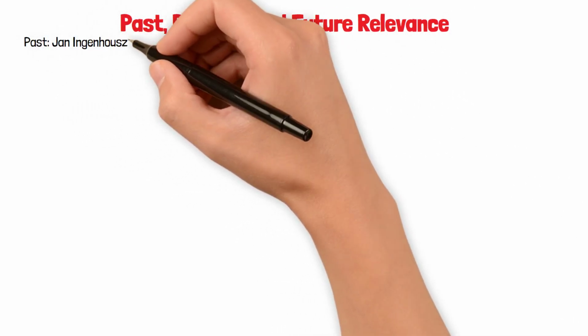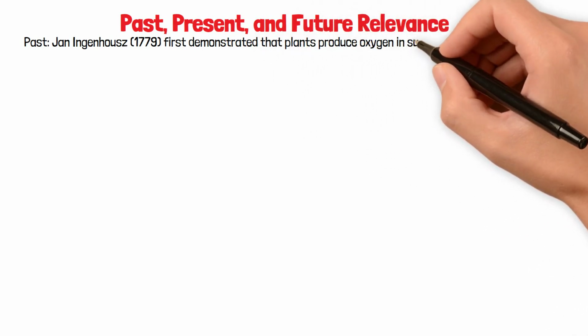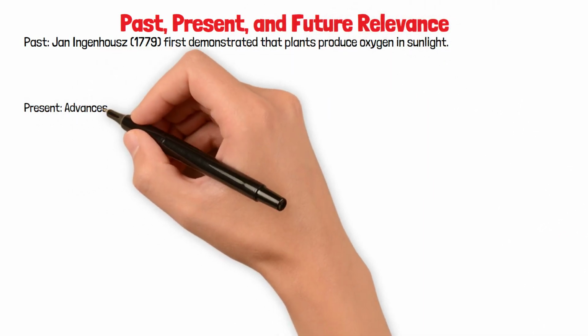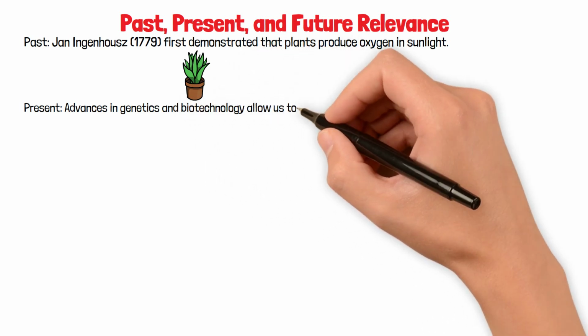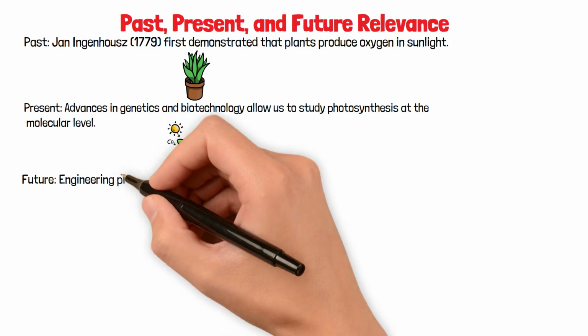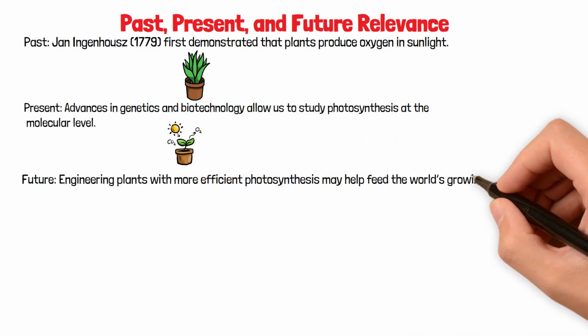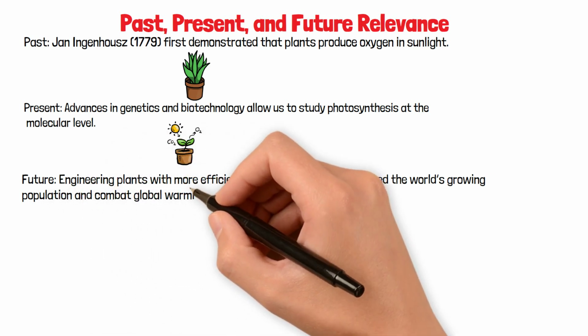Past: Jan Ingenhousz, 1779, first demonstrated that plants produce oxygen in sunlight. Present: advances in genetics and biotechnology allow us to study photosynthesis at the molecular level. Future: engineering plants with more efficient photosynthesis may help feed the world's growing population and combat global warming.